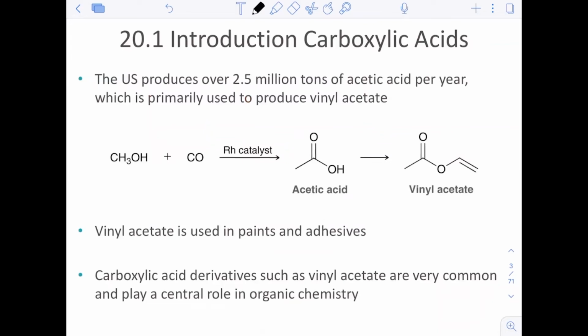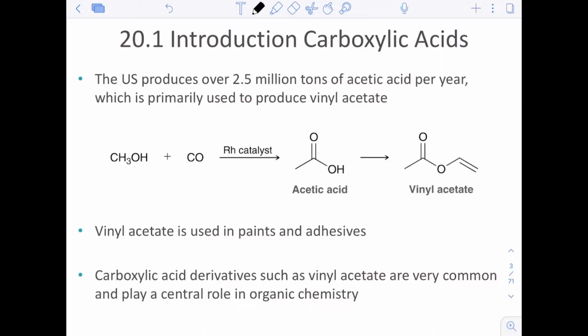The US produces over 2.5 million tons of acetic acid per year. Acetic acid is household vinegar. It's primarily used to produce vinyl acetate. The vinyl acetate is then used in paints and adhesives, but acetic acid also is something that we probably are very familiar with.